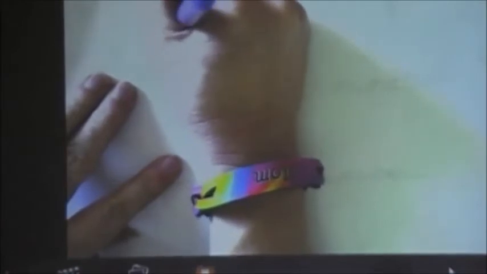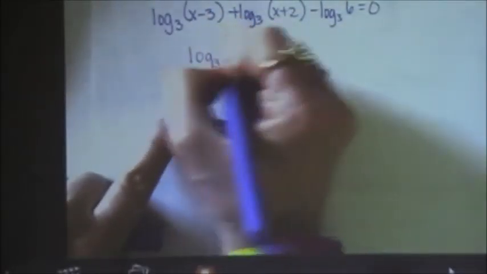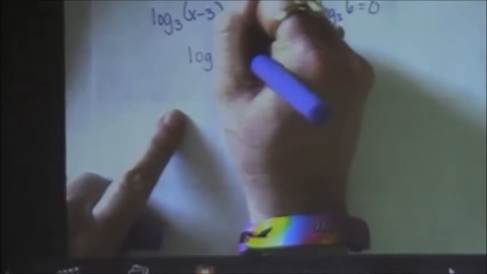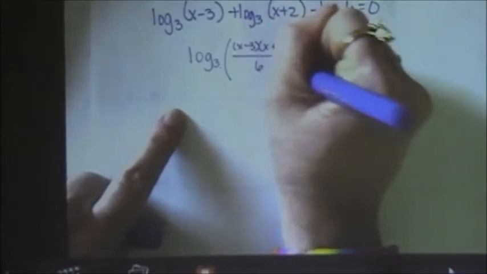Number 15, again, I have to move my logarithms to get them all on the same side. So I'm going to go ahead and start as if they've already been moved. Log base 3 of x minus 3 plus log base 3 of x plus 2 minus log base 3 of 6 equals 0, because I moved that from the other side. Now I've got to condense this logarithm. These two are separated by addition, which means we'll multiply, and this one's by subtraction. So to write one logarithm, log base 3, I'm going to multiply x minus 3 times x plus 2. I'm going to divide that by 6 and set it equal to 0.